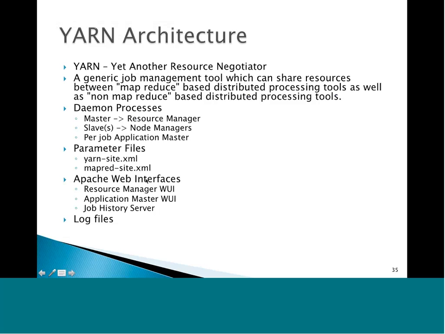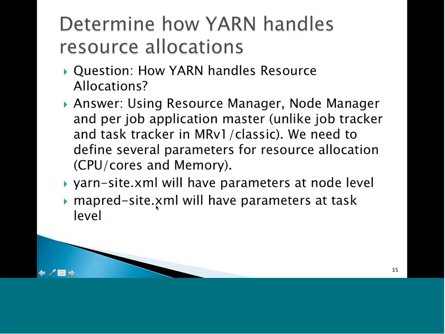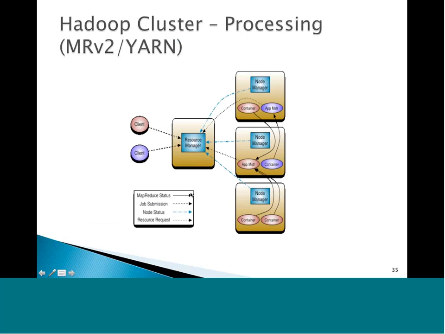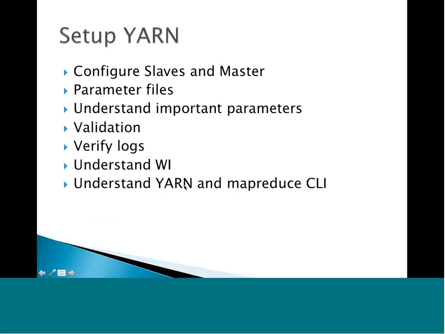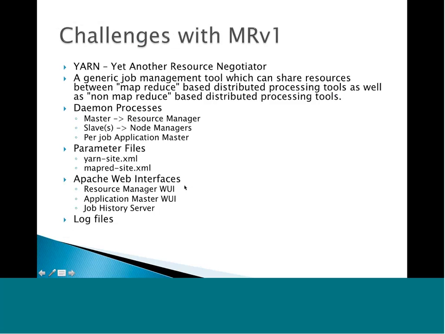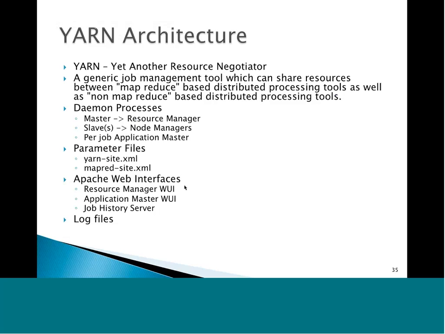We have two files, mapred-site.xml and yarn-site.xml, and we have seen the resource manager web UI. To see the application master web UI, first you have to understand the architecture of YARN and the difference between MR1 classic and YARN, and then you will understand what the application master web UI is, and then we'll talk about the job history server. Okay. First, let me explain how a job is submitted in YARN, and then I will show you the application master by running a job.